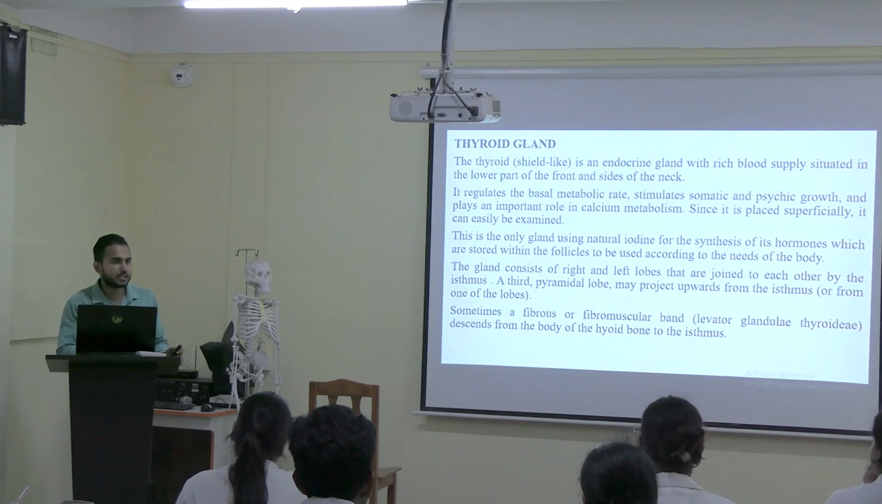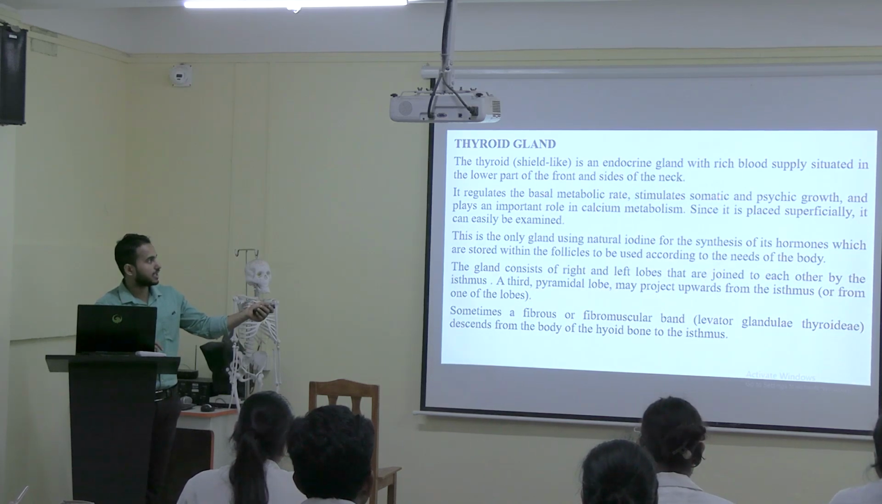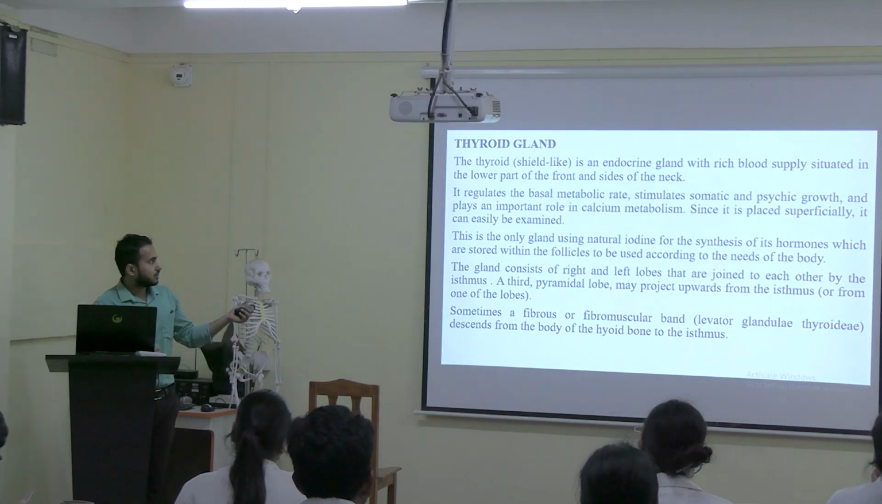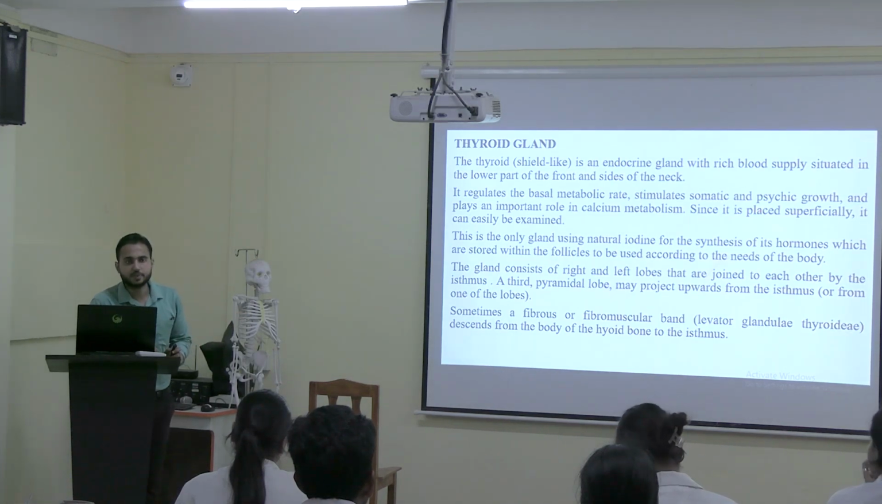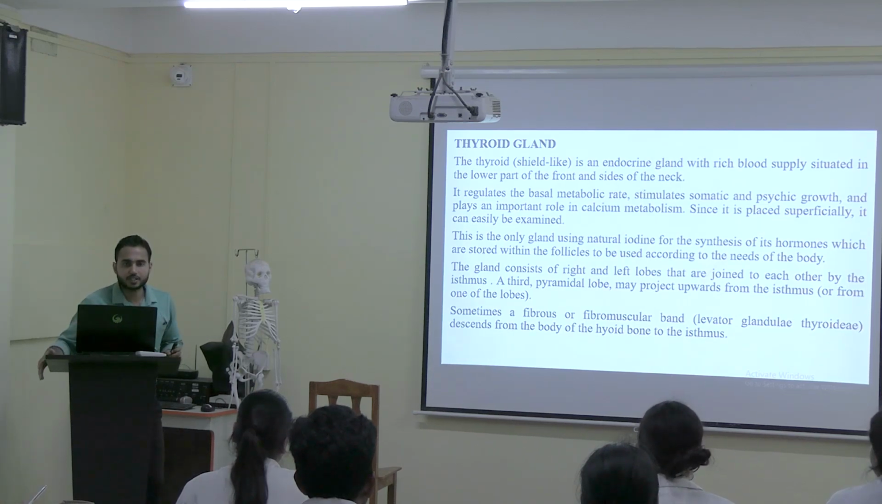Now, the main functions of the thyroid gland include controlling or regulating the basal metabolic rate, stimulating the somatic and psychic growth of an individual, and an important role in calcium metabolism. These are some important functions of the thyroid and parathyroid glands of our body. The thyroid gland is placed superficially so that it can be palpated easily. Next, there are some peculiarities of the thyroid gland.